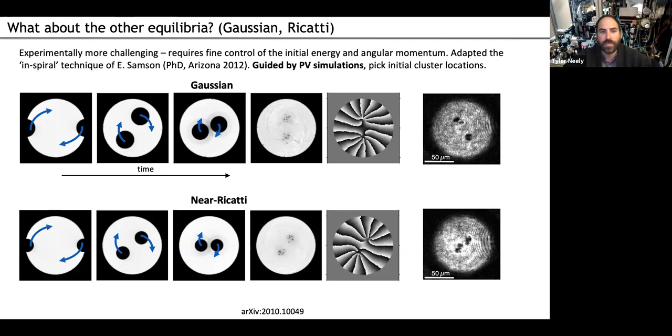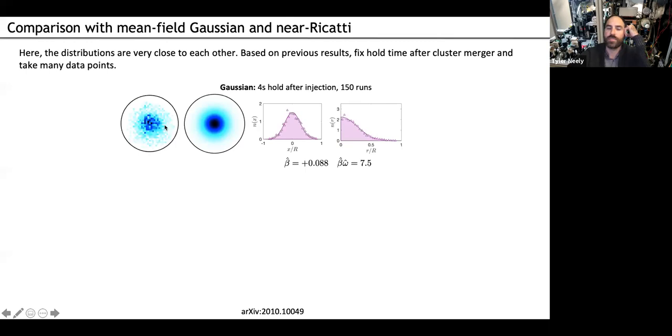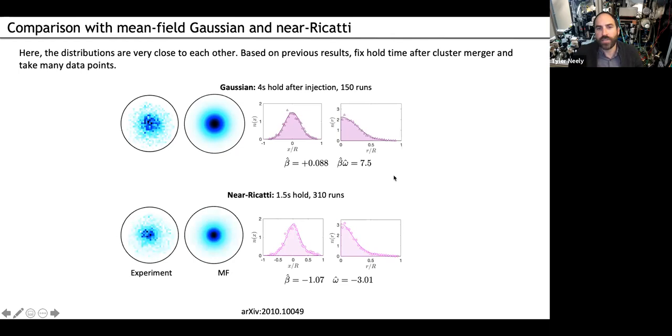We always start with the two clusters, which are very similar in vortex number and position, thus energy and angular momentum. And then looking at the ensemble average distribution of that after a certain amount of hold time, that's what this histogram here is. And then taking that histogram and fitting the mean field to it and seeing that the mean field gives parameters that are close to these Gaussian or Riccati states. So in an individual shot of the experiment, it doesn't look like anything special, right? Yeah. It's really just in the ensemble average.